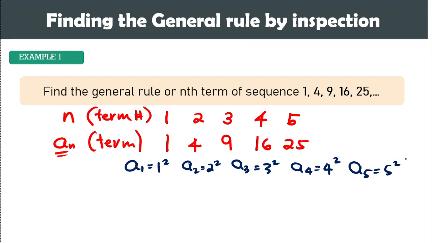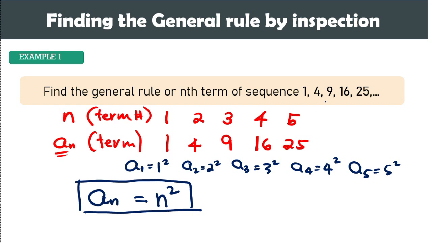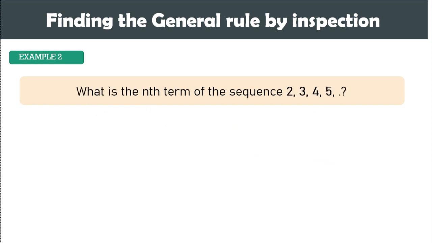By this observation, we can now determine the formula of the sequence. So the formula of the sequence will be a sub n is equal to, we all know that the term number multiplied by itself becomes n squared. So this is the formula of this sequence. What is the nth term of the sequence? Nth term meaning to say we're going to find the general rule or the formula.